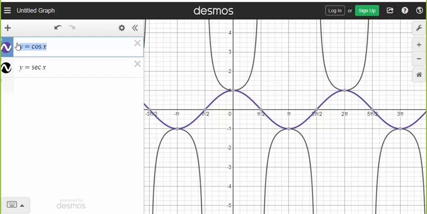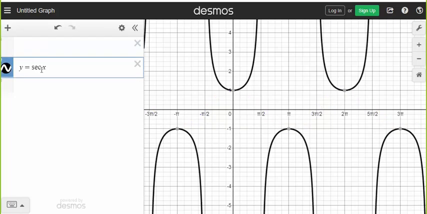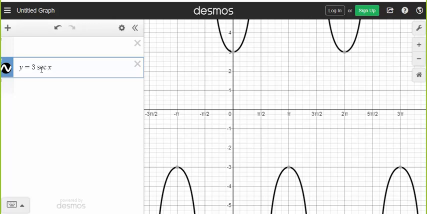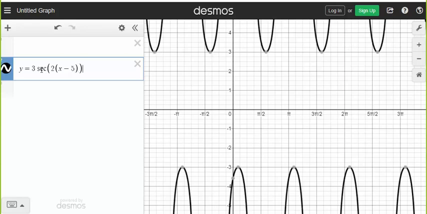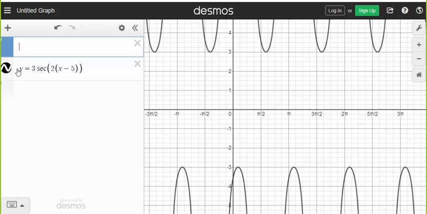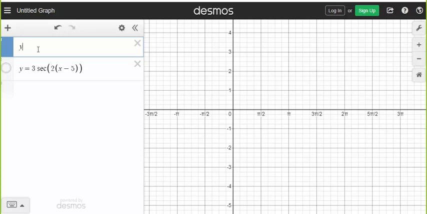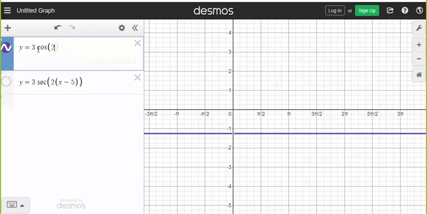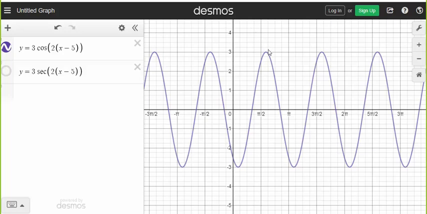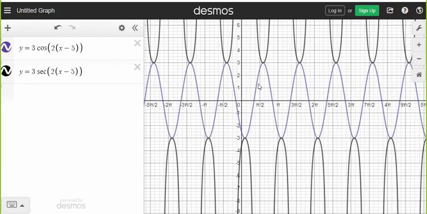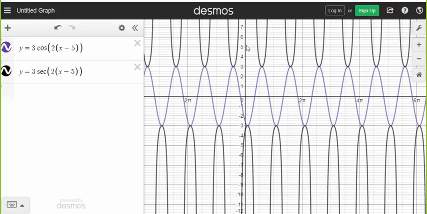So for example, if you want me to graph something more complicated, like 3 secant 2 parentheses x minus 5, or some crazy thing like that, the very first thing I would do, if I was doing this by hand, is graph 3 cosine 2 parentheses x minus 5. And then I would use that as a guide using the same rules. Any x-intercepts become vertical asymptotes, any high point becomes a low point, and any low point becomes a high point on secant. So when I compare the two, you see that the black graph can be easily graphed if you first graph the purple.